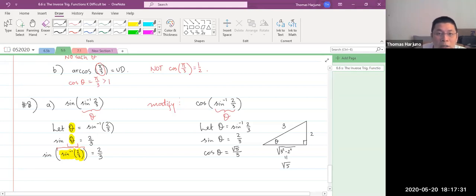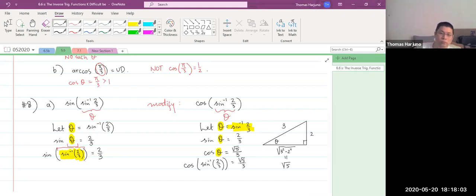Now notice that we already answered that question, because that theta is sine inverse of 2/3. So if I summarize, cosine of sine inverse of 2/3 is radical 5 over 3. I called that theta first so that I can get the triangle, and then from that triangle I get the cosine or whatever that is. It doesn't have to be cosine though. I can make it tangent, cosecant, or secant, and the procedure will still be the same.